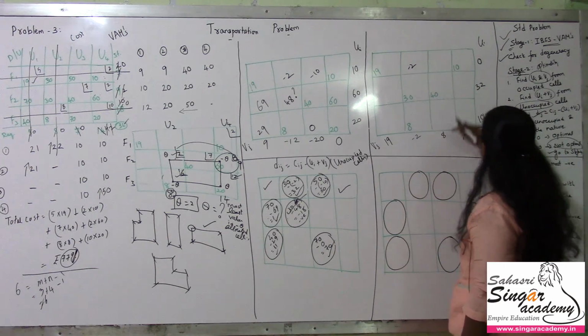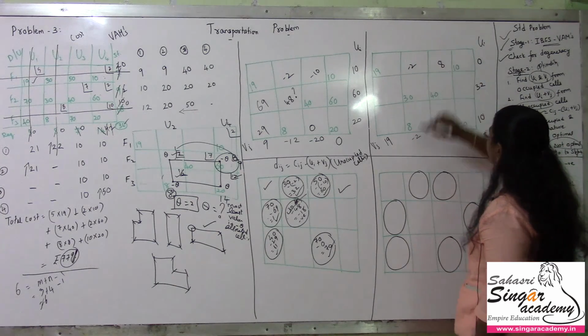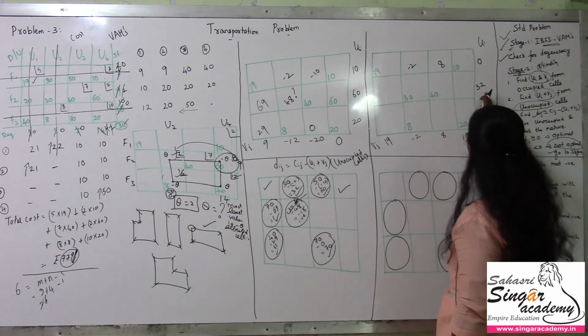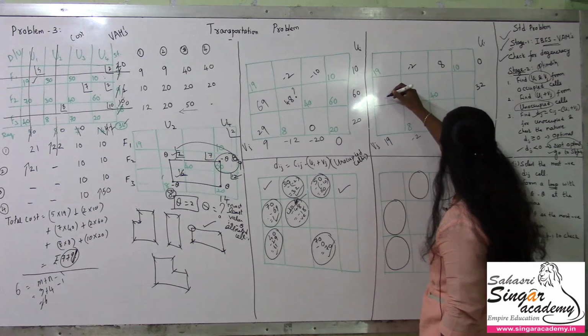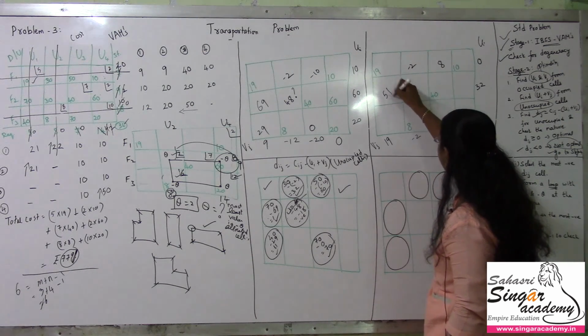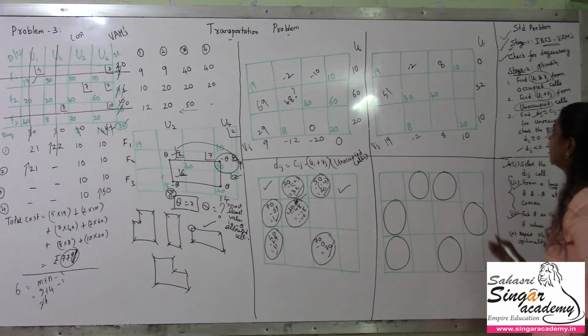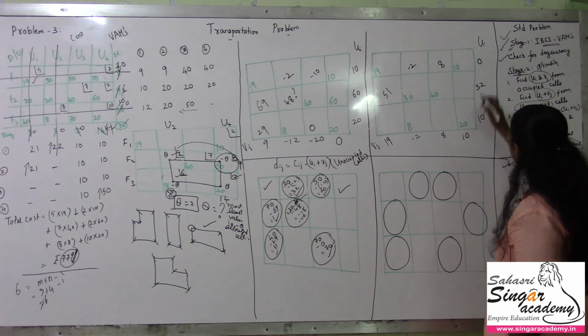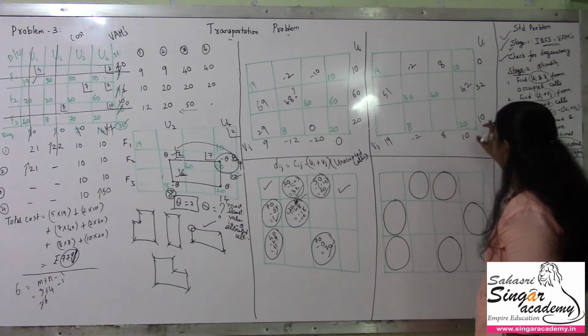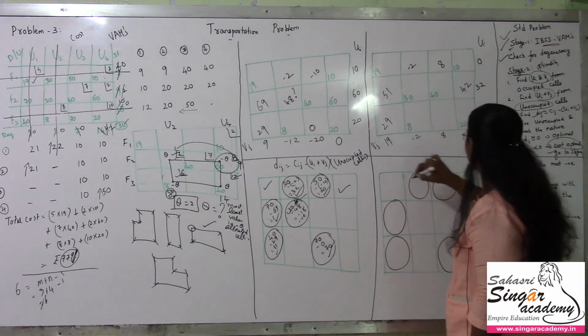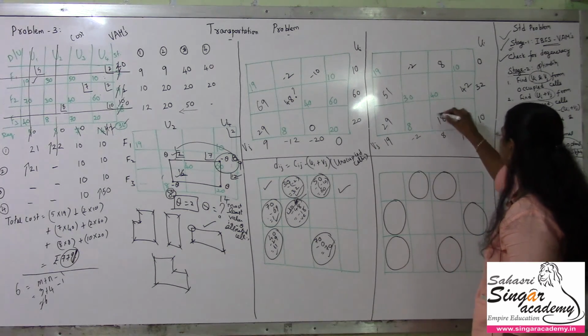So minus 2, 0 and 8 is 8. 19 and 32 have to add, right? I think it's 51, 42, 51, yes. I'm just adding, nothing else. And here is 10 and 32, so this is 42, and this is 10 and 19, so 29, and this is 10 and 8, so 18, right?